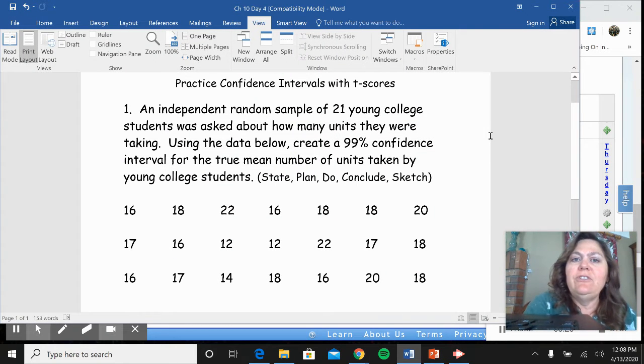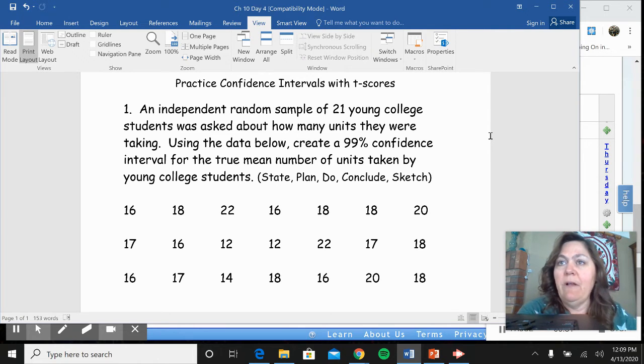This is to review section 2, where we learned how to make confidence intervals using T star because sigma, the standard deviation of the population, is not known. So I want you to work on this problem. And it is 21. Notice it's a random sample of 21 young college students. They were asked how many units they were taking. So please create from this data set here a 99% CI for the true mean number of units taken by young college students.